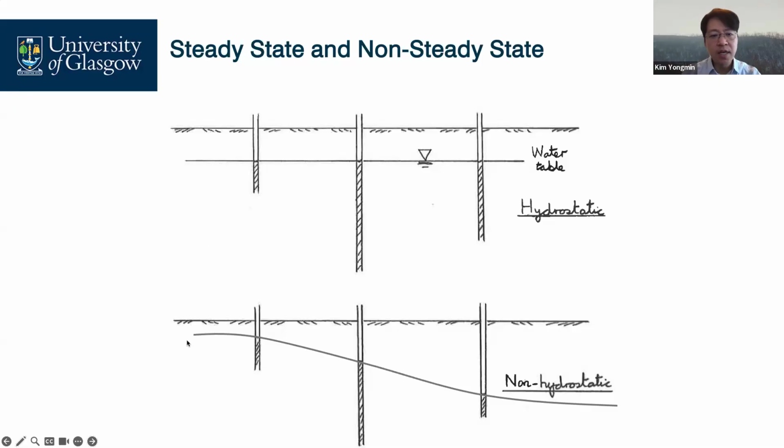In contrast, in these figures, each standpipe shows a different horizontal level, which means that the water elevations are different and probably causes water to flow from high to low in terms of energy. It is a non-hydrostatic condition. Probably water flows through this way.